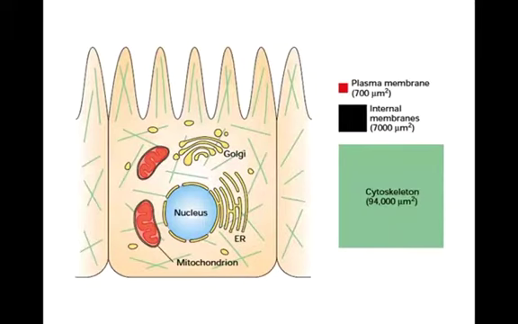From this figure, you can see that most of the area of the cell is occupied by the cytoskeleton, then the internal membranes, and then the plasma membrane. So you can understand now there is an abundance of cytoskeletal proteins or cytoskeletal elements, and it is the most abundant element inside a cell.